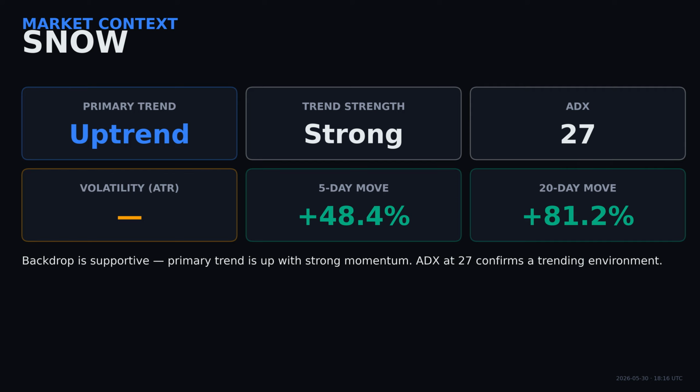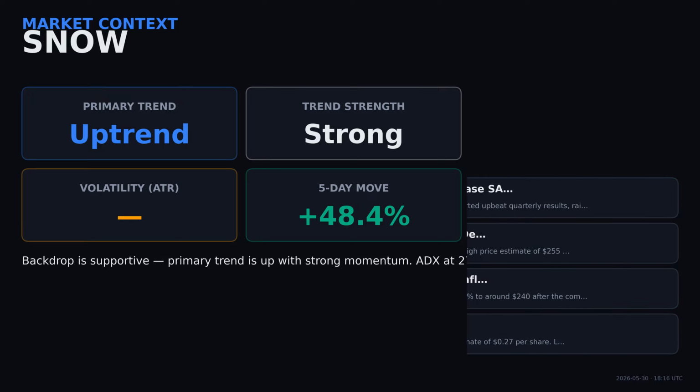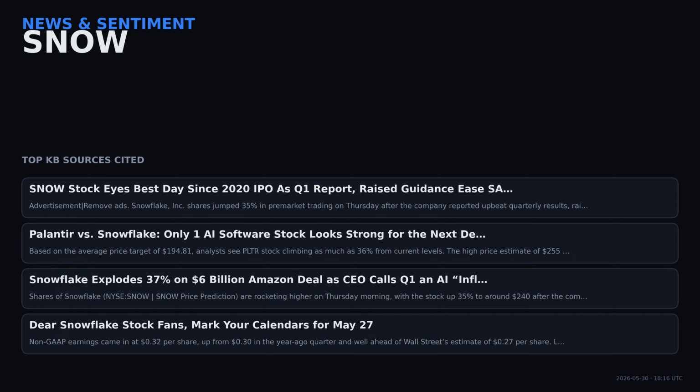Zooming out for a second, let's talk macro. On this slide, you've got the primary trend, its strength, the ADX number, and the volatility regime measured as ATR%. Here's the thing. A setup that looks textbook in isolation can totally fail if the broader regime is fighting it. So you want to ask, is this trade swimming with the market current or against it? The 5-day and 20-day moves at the bottom answer that. News and sentiment are mixed right now. No dominant story pulling price one way or the other. When that happens, we just lean on the chart and trust the levels we drew earlier.